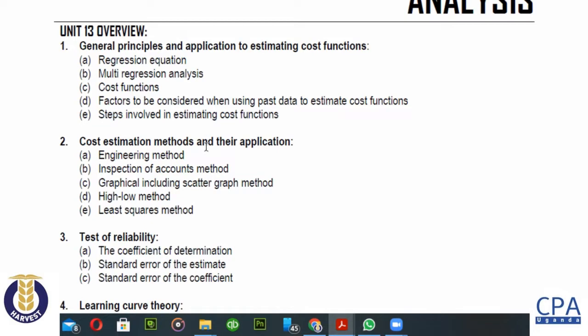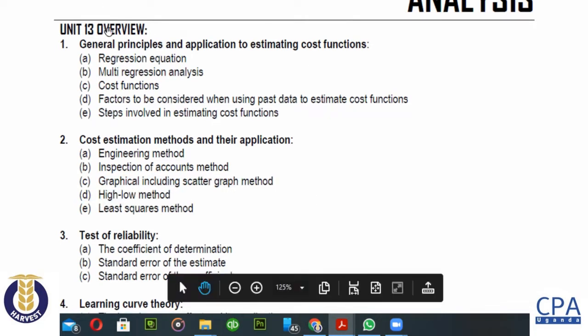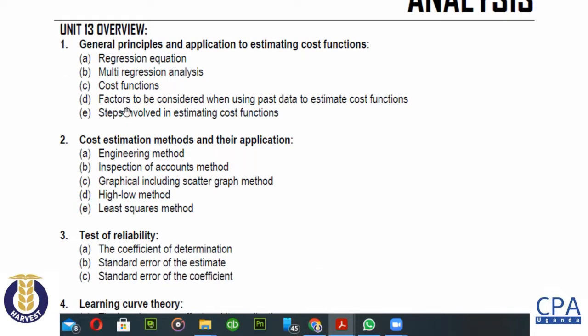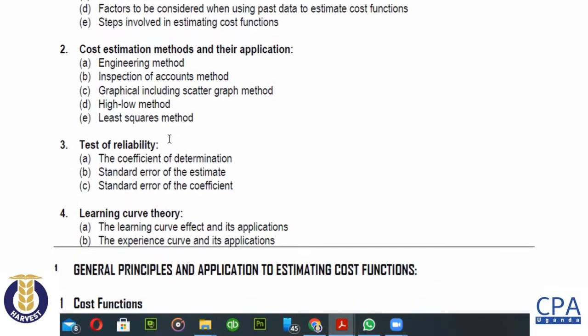Then you'll be tested on the cost estimation methods and the application, like the engineering method, the inspection of accounts method, the graphical method including the scatter graph method, the high-low method, the least squares method, which again is covered in number 1 here in part 1 of the unit. Then you should demonstrate a clear understanding of tests of reliability, including the coefficient of determination, standard error, and then of course the standard error of the coefficient.